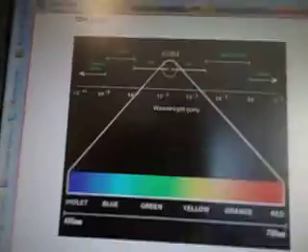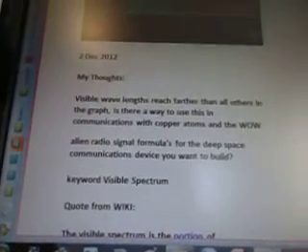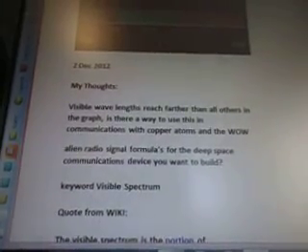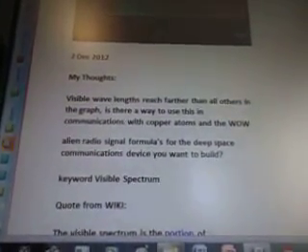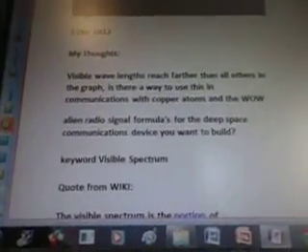So there's a visible wavelength. Notice how high it is. December 2nd, my thoughts: visible wavelengths reach farther than all others in the graph. Is there a way to use this in communications with copper atoms and the WOW alien radio signal formulas for the deep space communications device you want to build?